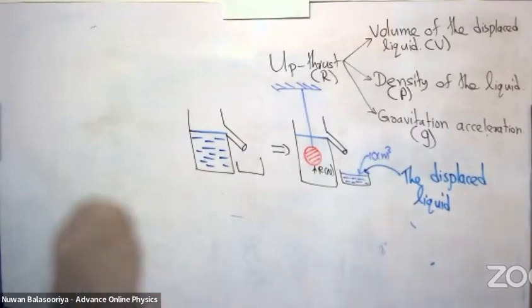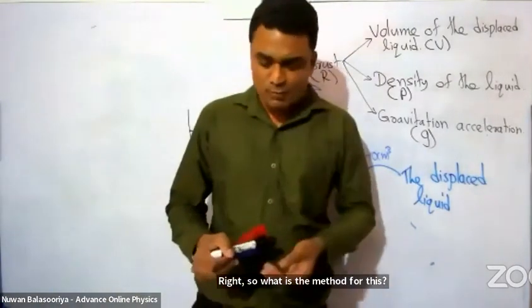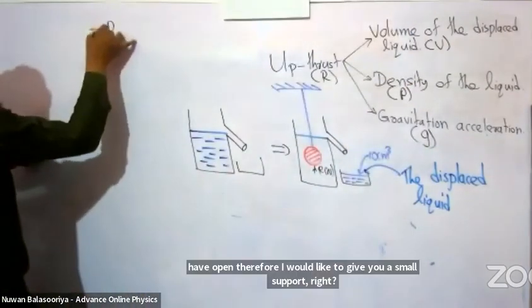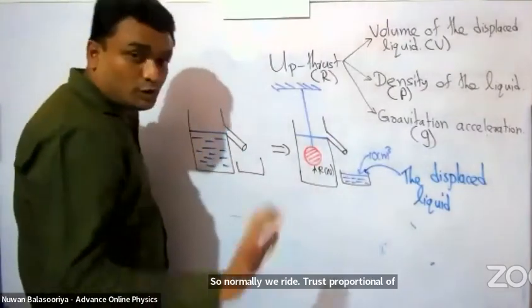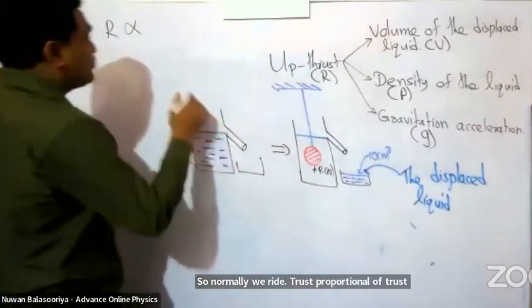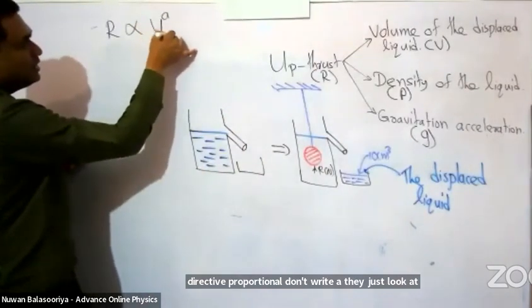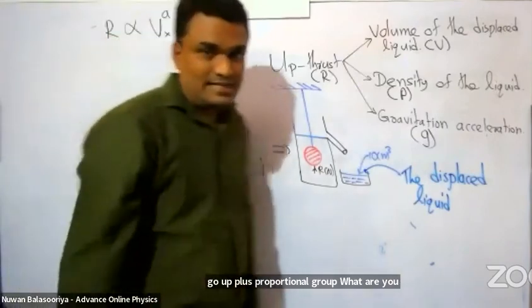Right. So what is the method for this here? Sometimes you may have forgotten. Therefore, I would like to give you a small support. Right. So normally we write upthrust directly proportional to volume to power A. Don't write anything, just look at the board. A is a number. We don't know what the A is.